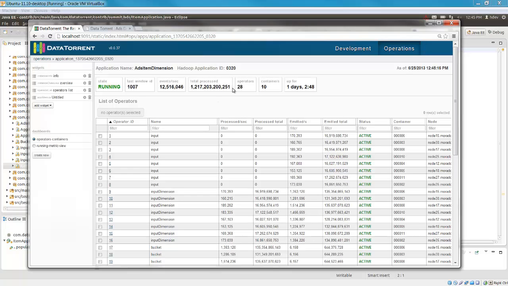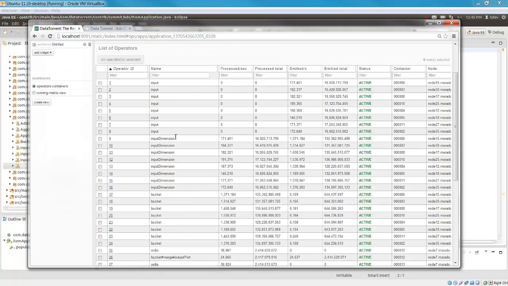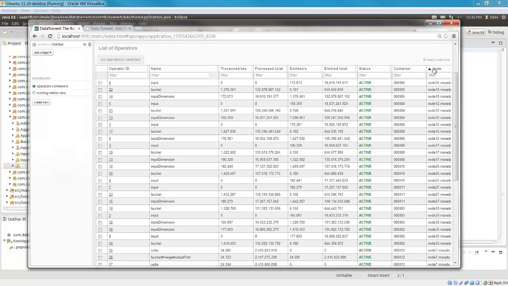There are 28 operators over the 10 containers, and as mentioned, the operators are partitioned. What we see here is 8 instances of input, 8 instances of input dimension, and 8 instances of bucket, while the Redis operator is a single instance with a unifier. To explain the concept of parallel partitioning, let's sort by node. What we see here is that there are 3 operators on the same container, 5 for example, which is on node 10. These 3 instances belong to one parallel partition, and we have 8 of those.